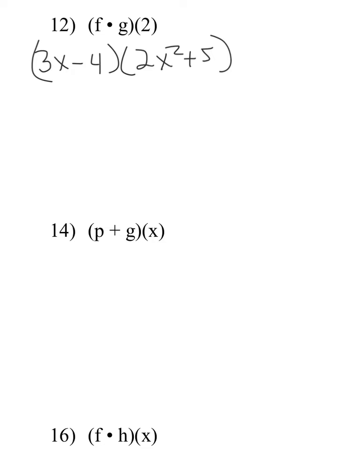So we're going to FOIL this: first times first, outside times outside, inside times inside, last times last, then combine like terms. So we're going to do 3x times 2x squared. That's going to be 6x to the third. Then outside times outside, which is 3x times 5, 15x. Then inside times inside, negative 4 times 2 is negative 8x squared. And then last times last is negative 4 times 5, which is negative 20. Well, we can't combine any of these terms because none of them are alike.